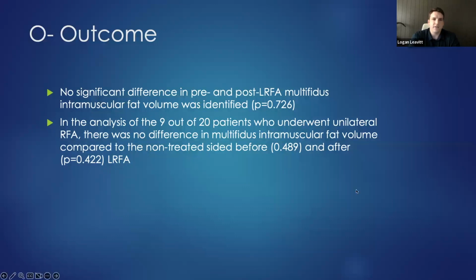And they said in their analysis of 9 of the 20 patients, so there's 20 patients in the study, and it's an analysis of 9 of those who underwent unilateral radiofrequency ablation, so just one side of the spine was treated with RFA, there's no difference in the multifidus intramuscular fat volume compared to the non-treated side before and after RFA. So they're saying compared to that side that wasn't treated, there wasn't any difference that they found. And it's a little bit unclear. They mentioned that in writing in their results section, but if you look at their table, it explains a little bit differently. But we'll talk about that in a minute when we come to the limitations, and we can chat a little bit about that.